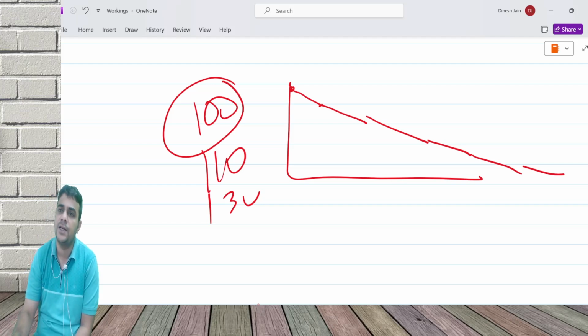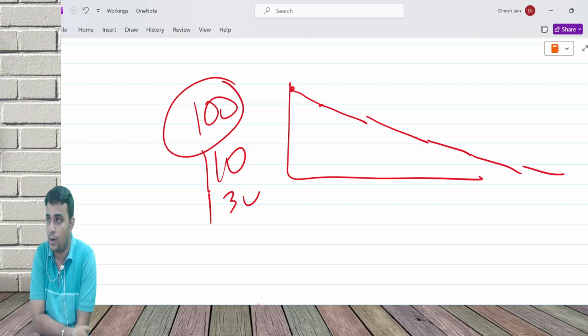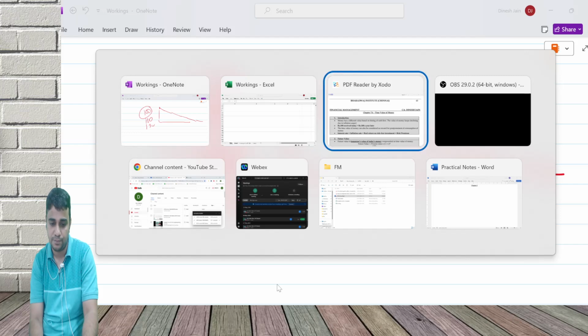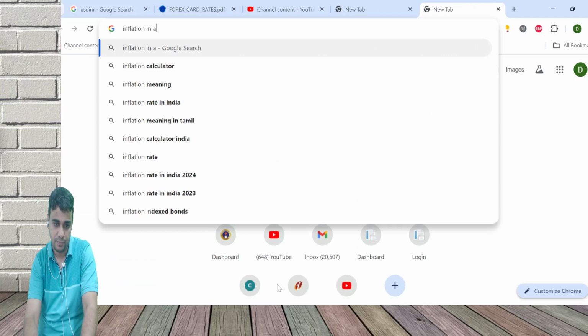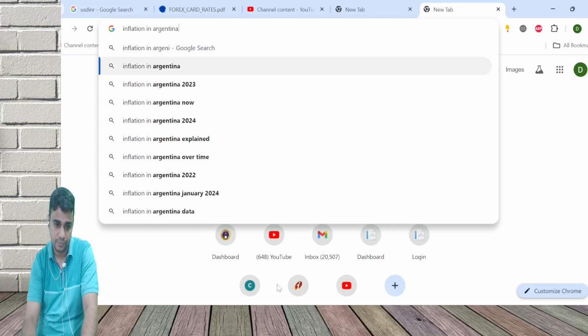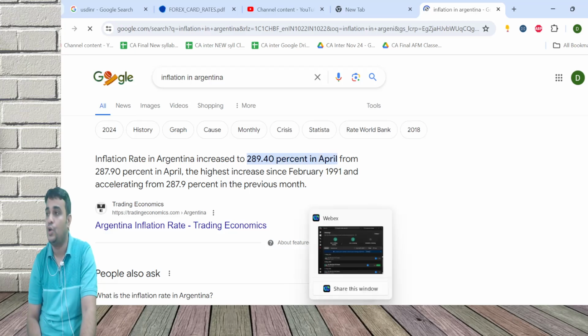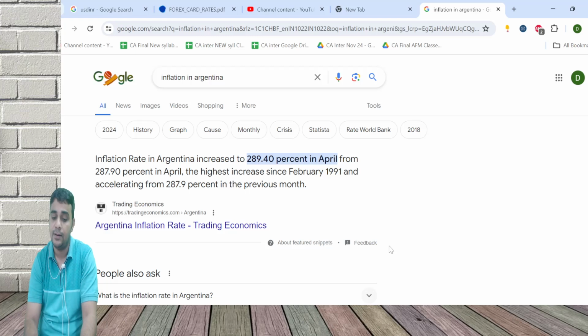What can be an inflation rate? How much inflation can be there in an economy? Okay, that's India. Can the inflation be more? How much can it be? What can be the maximum inflation according to you? You tell me. 289%. Inflation is 289% in Argentina. So inflation can be as high as this number also.